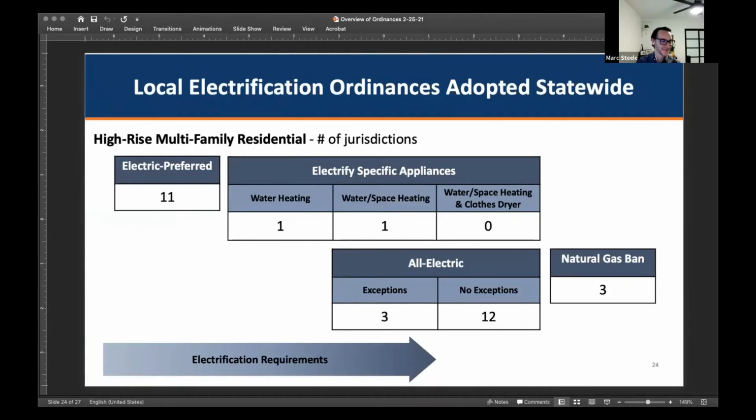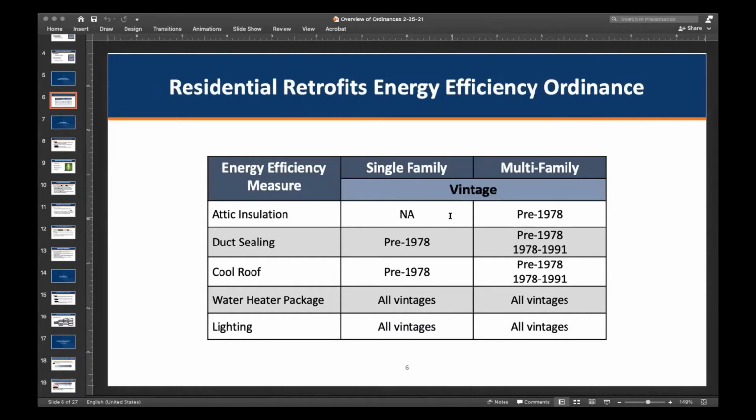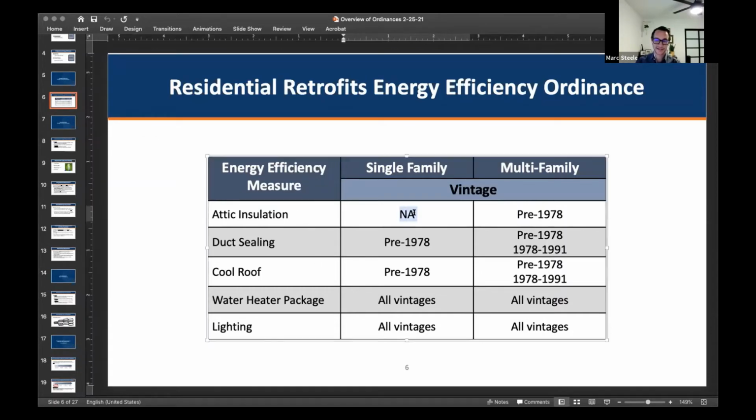It's not that it's not required. What we're doing here is going a bit above what is currently being required. So it's increasing the requirements for those particular projects. Well, so what does NA mean under the column single family retrofits vintage? So right now, any home that undertakes any of these projects has to abide by state requirements. And what a local energy ordinance does is it goes above and beyond what the state is currently requiring. For attic insulation, what this is saying here is that having an enhanced requirement or an increased requirement that goes above what the state requires, there's not currently an option available for homes of any vintage that would be cost effective.